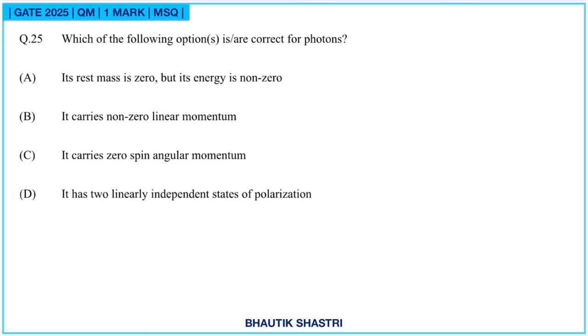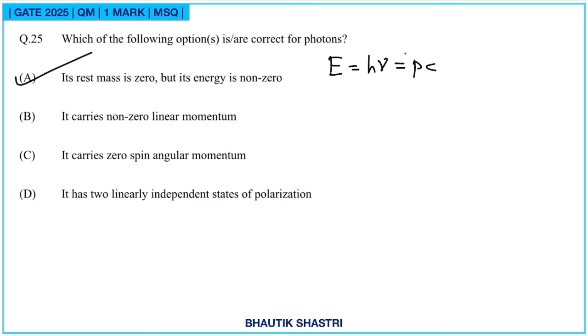Next question. Which of the following options is or are correct for photons? Option A, its rest mass is 0 but its energy is non-zero. Option B, it carries non-zero linear momentum. Option C, it carries 0 spin angular momentum. Option D, it has 2 linearly independent states of polarization. Now photons have 0 rest mass, so it's correct. And energy is h nu, or you can write it as Pc, which is non-zero for finite frequency. So option A is correct.